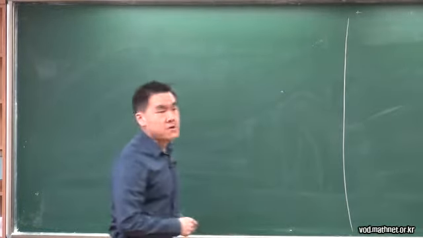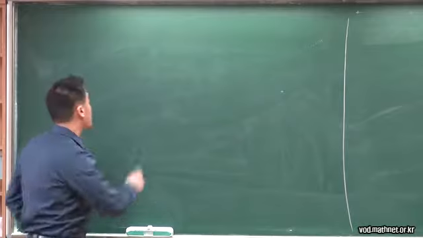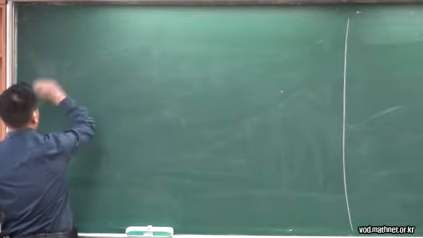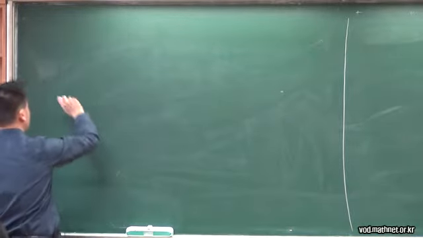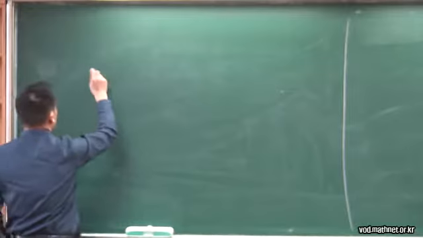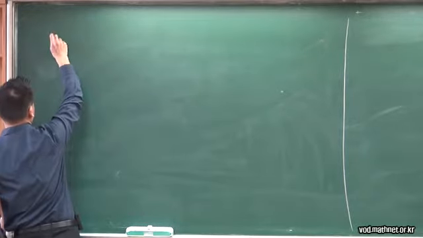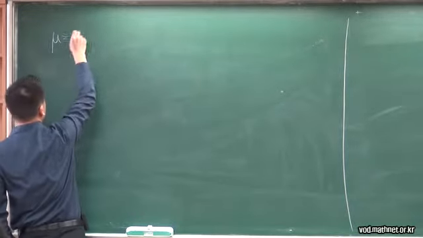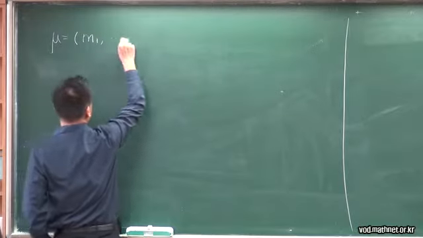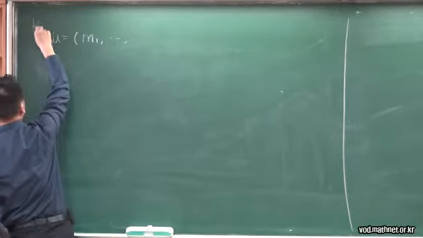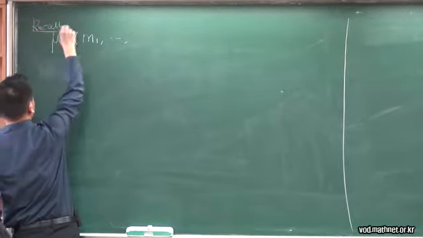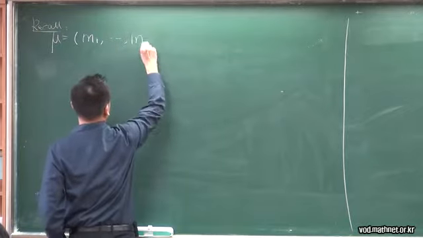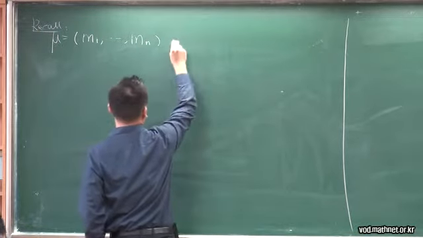So last time, let me first recall what we did last time. I guess the most important part is the following. We take a partition called mu. This is, recall, a partition of 2g minus 2.